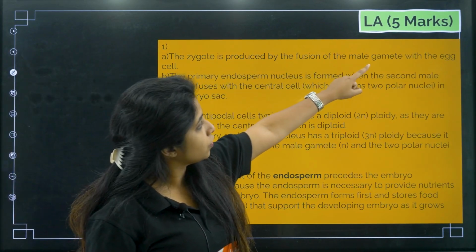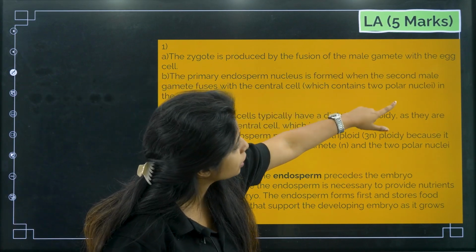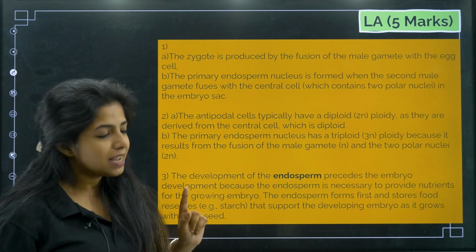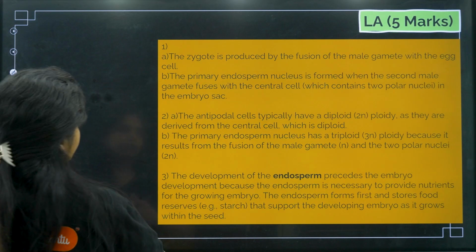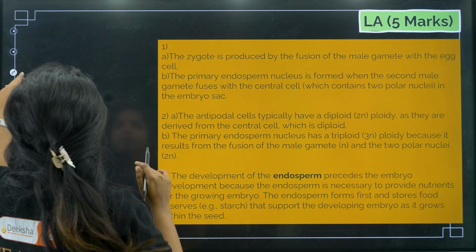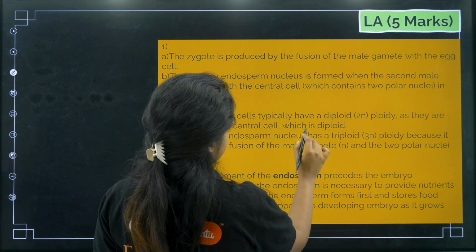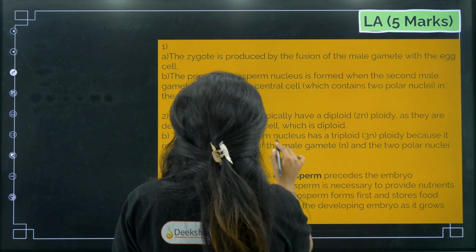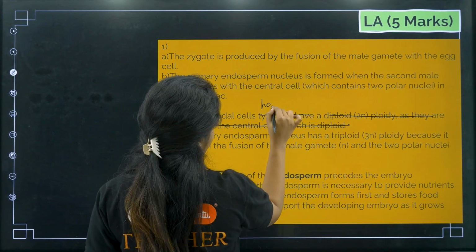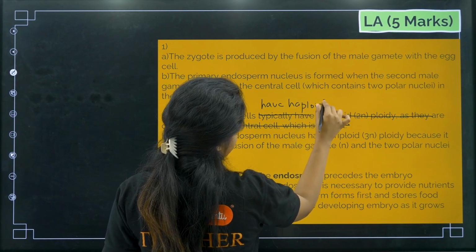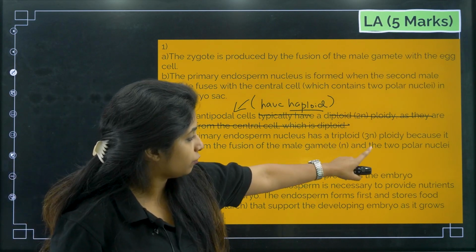So the zygote is produced by fusion of a male gamete with the egg cell. The primary endosperm nucleus is formed when the second male gamete fuses with the central cell, which contains two polar nuclei in the embryo sac. Got it? Now the ploidy of antipodal cells. The antipodal cells have haploid. Please don't write diploid, okay, it is haploid. Now, the primary endosperm nucleus will be triploid.